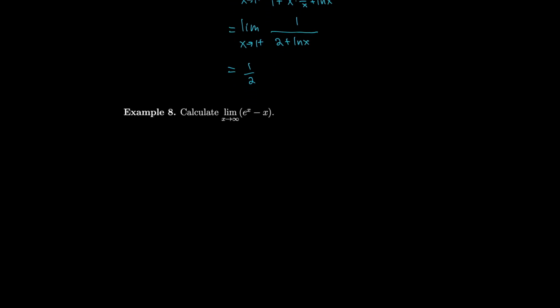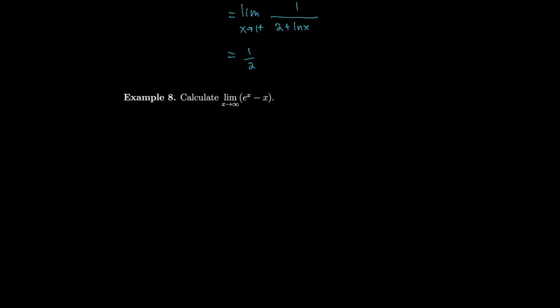Okay, let's do another one of these infinity minus infinity ones. Notice over here, as x goes to infinity, e to the x goes to infinity, and then this guy obviously goes to infinity, so this is another indeterminate of the form infinity minus infinity. So we need to use L'Hopital, but in order to use L'Hopital, we're going to have to get a single quotient. So let's look at e to the x minus x. Well, that's the same thing as the limit, as x goes to infinity, of x times e to the x over x minus 1.